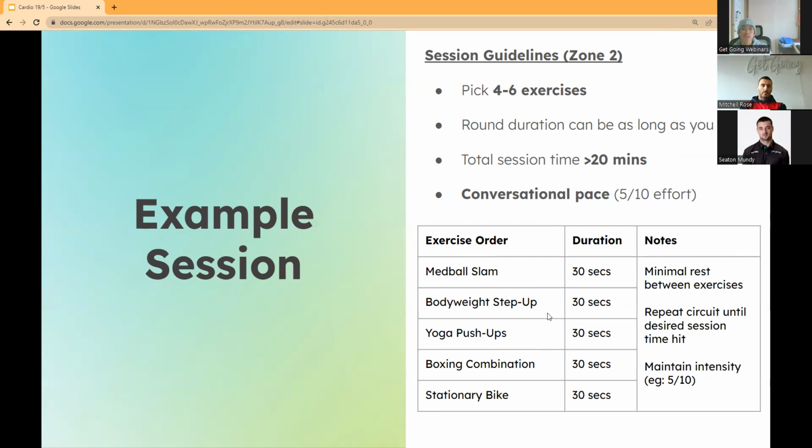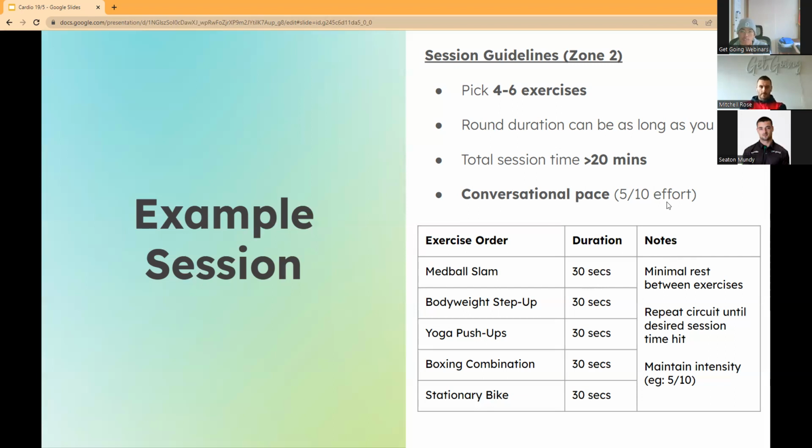desired session time. Usually you want to start off with about 20 minutes, all right? But if you're starting out, you can go 10 minutes and build, add another 1 or 2 rounds every week, and trying to build as much as you can within your time constraints, of course.